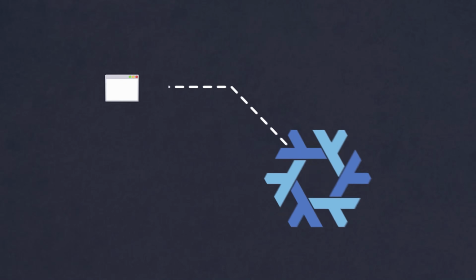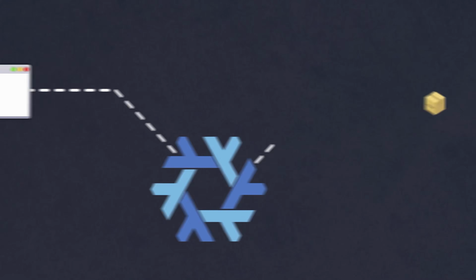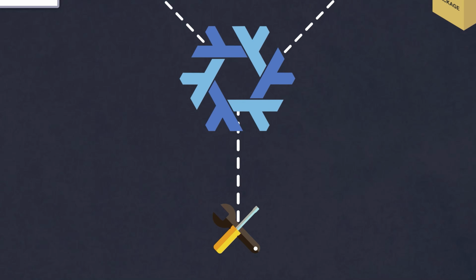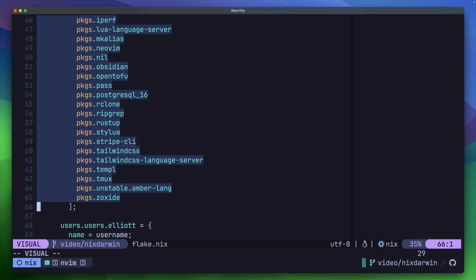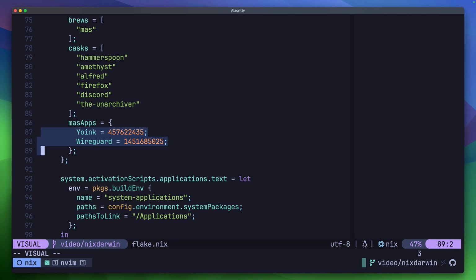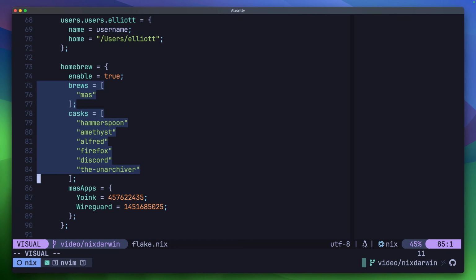All of this is achieved by using the Nix package manager with nix-darwin, and after having used it for a couple of months now, I can safely say it's forever changed the way I work on macOS, for the better. Nix allows you to specify every application, package, system setting, and configuration on your machine in a declarative manner. This includes CLI tools, applications from the Mac App Store, and even apps from Homebrew itself.